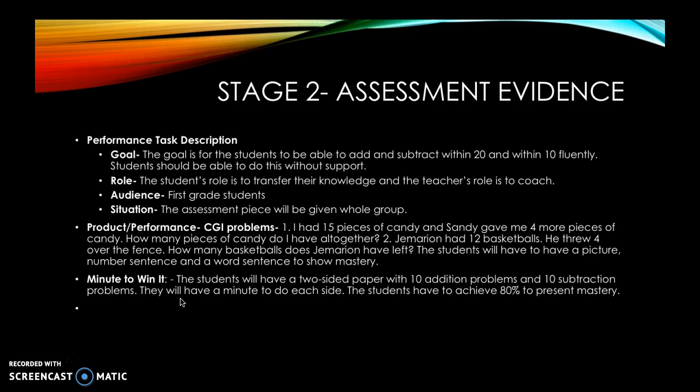One is a CGI problem, and the other one is a minute to win it. The CGI problem is a word problem, and then I have peer sharing, and then I'll pull out certain strategies. And then the minute to win it will have 10 addition problems on one side and 10 subtraction problems on the other, and they'll have a minute to do each side, and they need to have 80% accuracy to present mastery.